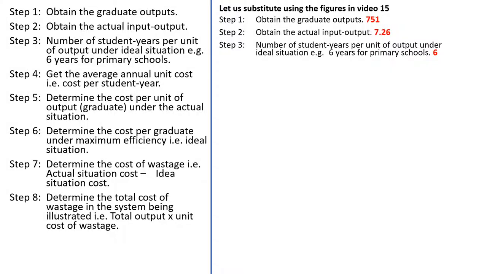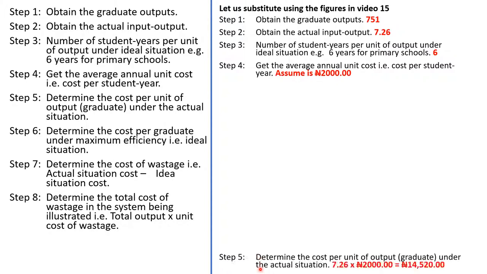Then for the student years, we have 6, that is the ideal. He has to spend 6 years and get the average. For us, this is an assumption, but in the real situation you need to look out for what the actual unit cost is: how much is spent per student, training one student. So it's assumed here that we have 2,000 that is spent on the student.